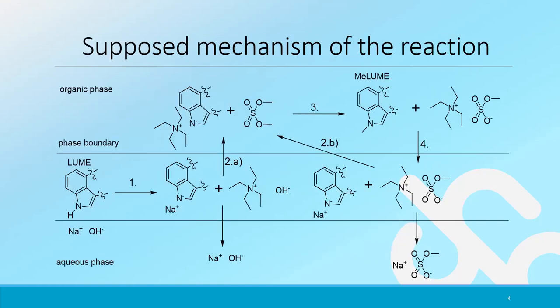So here is a supposed mechanism of the reaction based on experimental observation and literature. The reaction starts at the phase boundary where LUME is deprotonated by sodium hydroxide. Then the deprotonated LUME exchanges cation with tetraethylammonium hydroxide, and the new ion pair is transferred to the organic phase. Then the LUME anion reacts with dimethyl sulfate and forms our product.